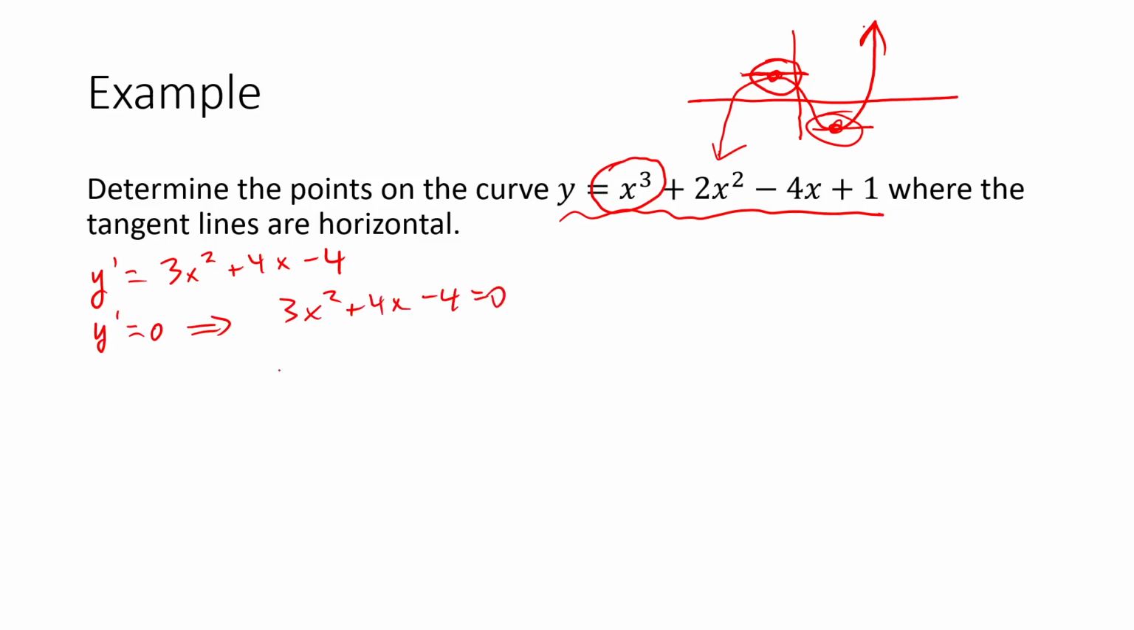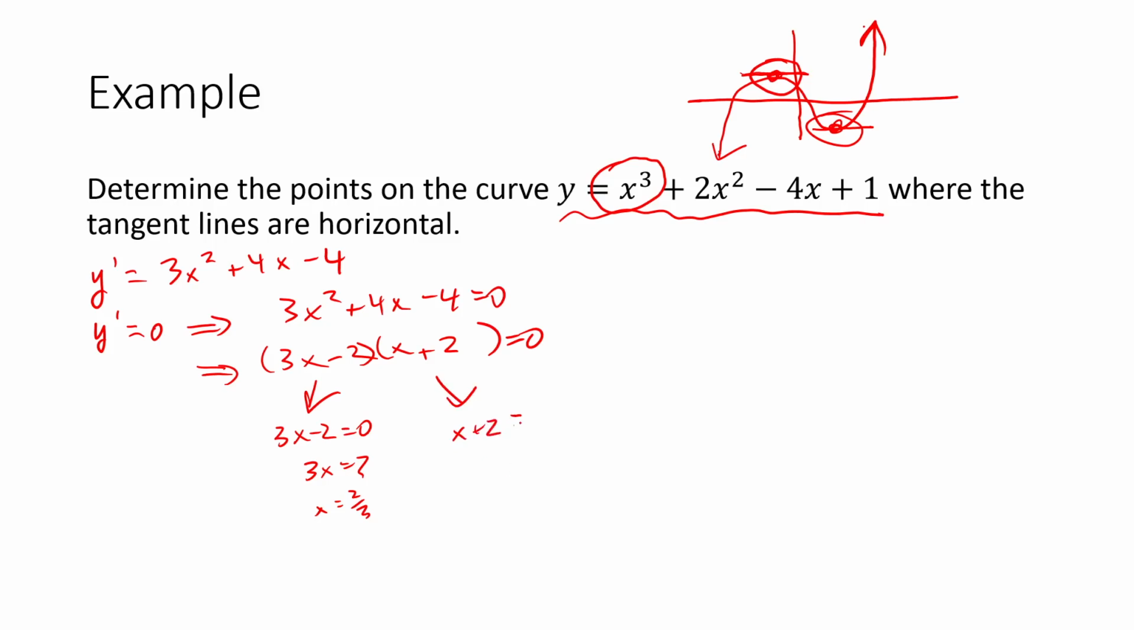How do we solve that? We use a little grade 10 math. We factor. And we solve. If 3x minus 2 is equal to 0, then ultimately x is 2/3. And if x plus 2 is equal to 0, then ultimately x is negative 2.